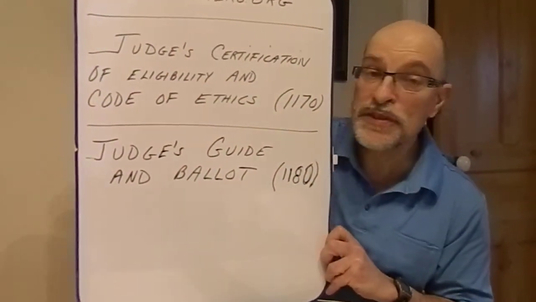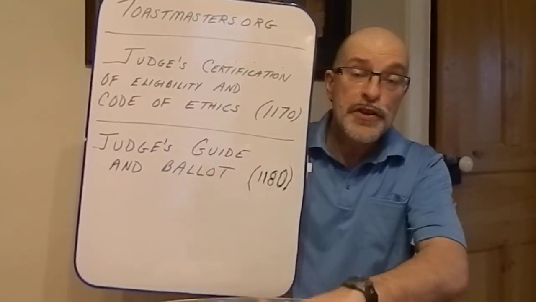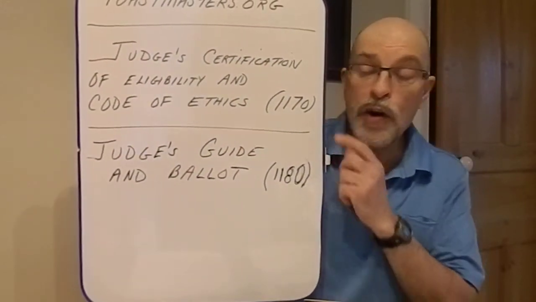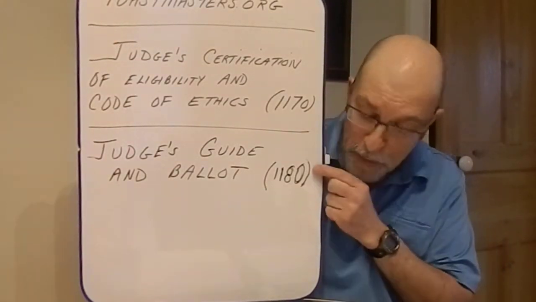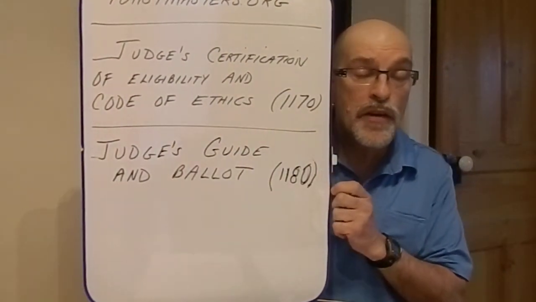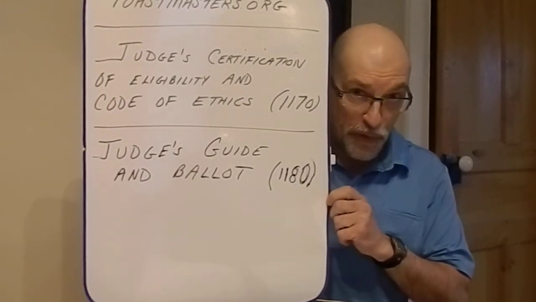You can get the rulebook and the two forms that we'll be covering today from the Toastmasters International website, toastmasters.org. The two forms that we'll be covering in detail today are Form 1170, the Judge's Certification of Eligibility and Code of Ethics, and Form 1180, the Judge's Guide and Ballot for the Table Topics Contest. These forms are free for members from toastmasters.org. You can download them digitally or order hard copies from Toastmasters International. Print enough forms for all of the judges plus some extras and have them ready for the judge's briefing.